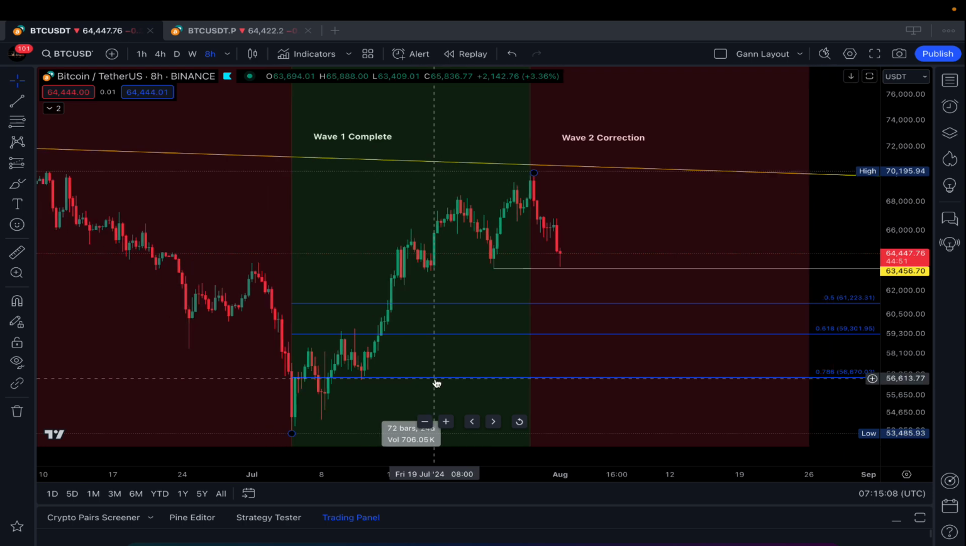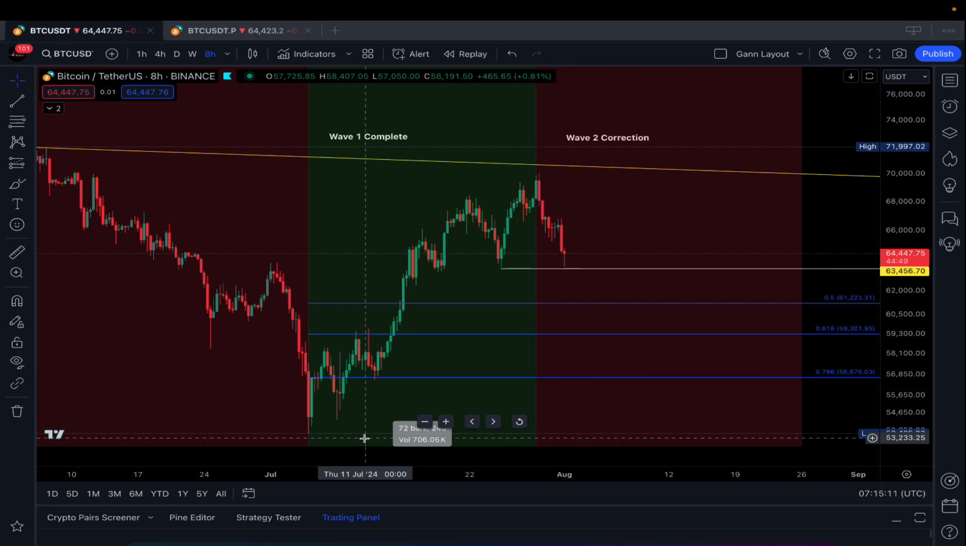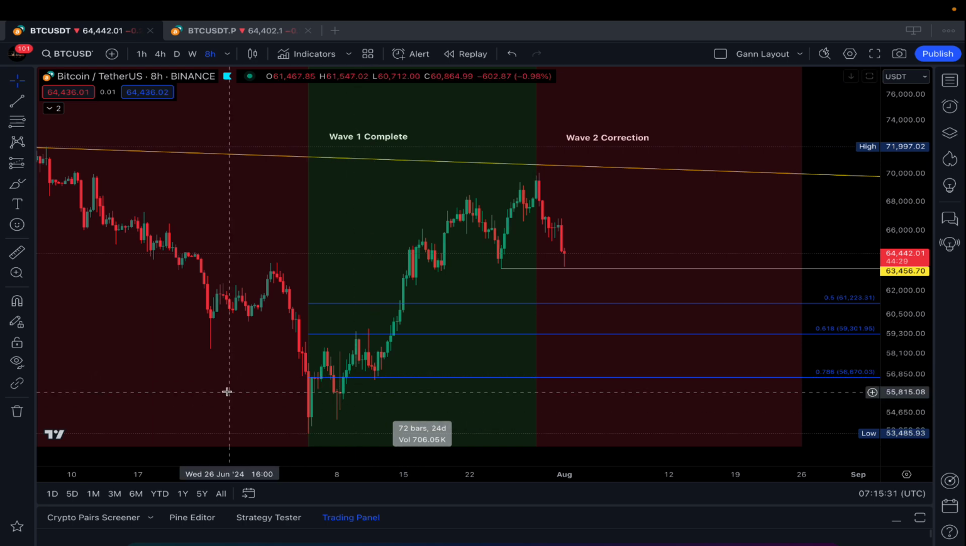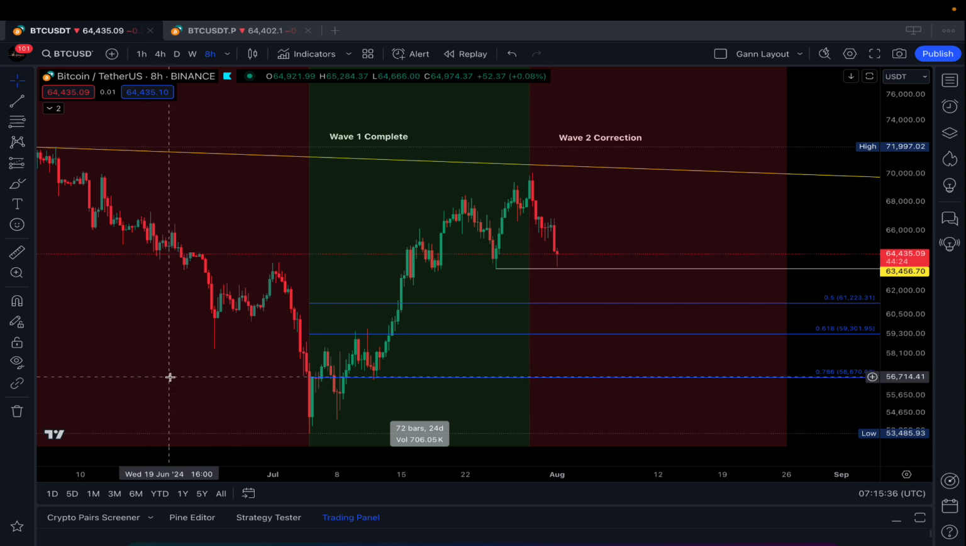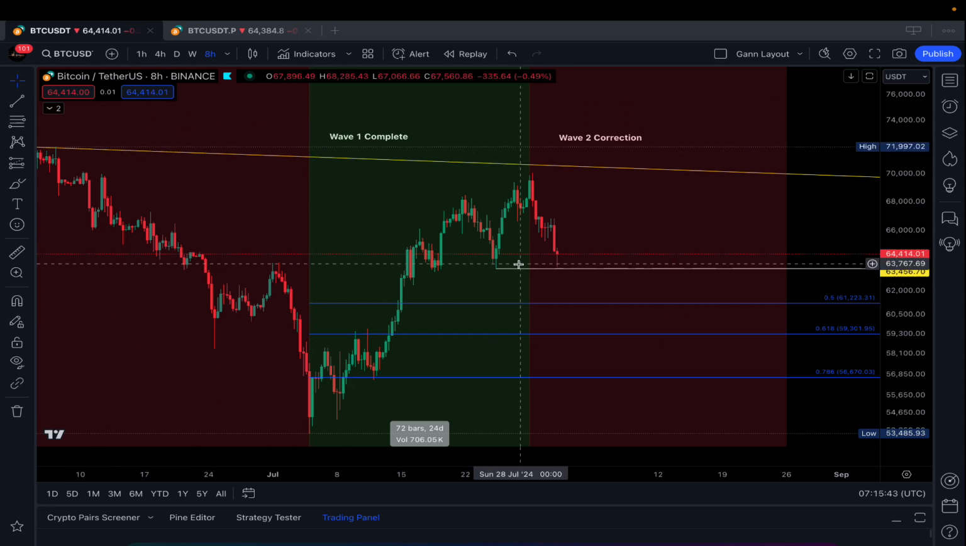How low can Bitcoin go in this correction? The most common target for a wave 2 is the 0.618 retracement, which puts us at 59.3. It could go higher to 61.2, and it could go lower to 56.6. We will have to work it out as we move along. I have evidence for a more bearish correction, but it's just preliminary evidence. It's not worth mentioning right now.